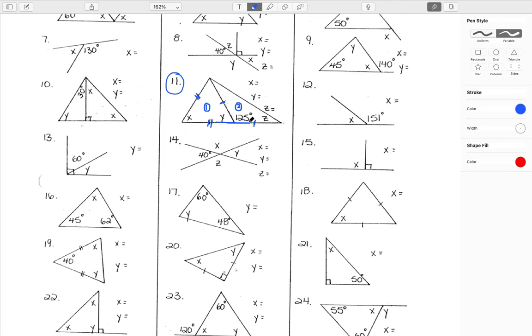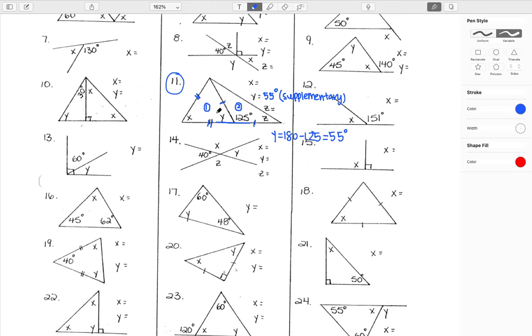So to find y, all you need to do is 180 minus 125. When you do that, it gives you 55 degrees. So y is 55, and make sure you write down the reason, supplementary, beside it. So it's always going to be 2 marks.